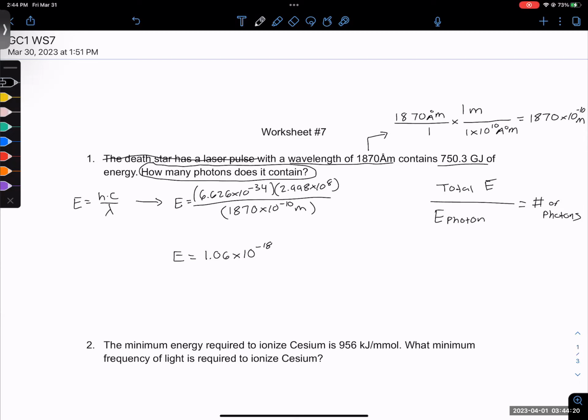All right. So if this is the energy of a single photon, right, this here, that's the energy of a photon. And earlier we said that if we take the total energy and divide it by the energy of each photon, we should get the total amount of photons that are in that laser pulse. So the last thing is just to make sure our units match up. So this is in joules and this one's in gigajoules. So we should go ahead and convert one of them to the other. I'm going to go ahead and convert gigajoules to joules.